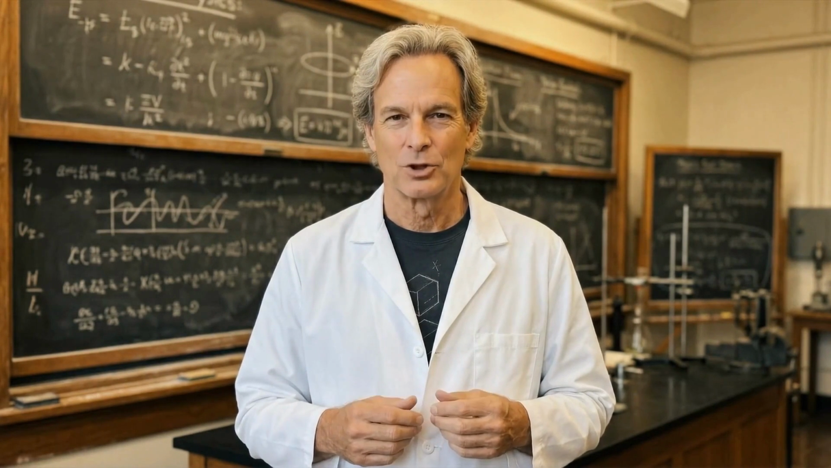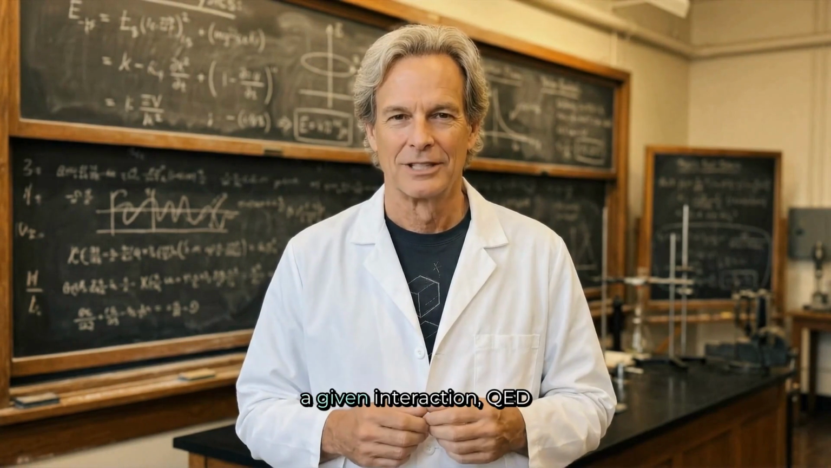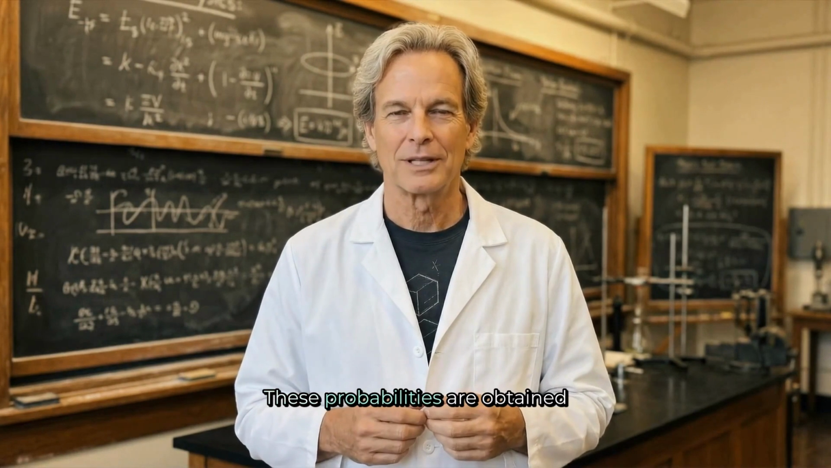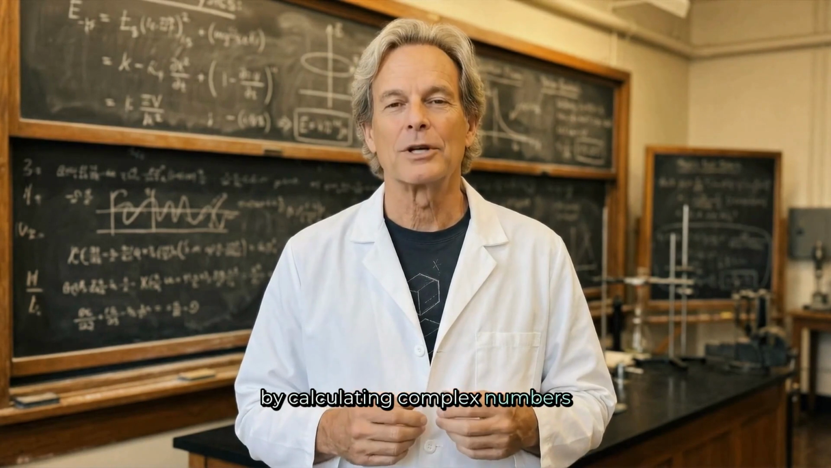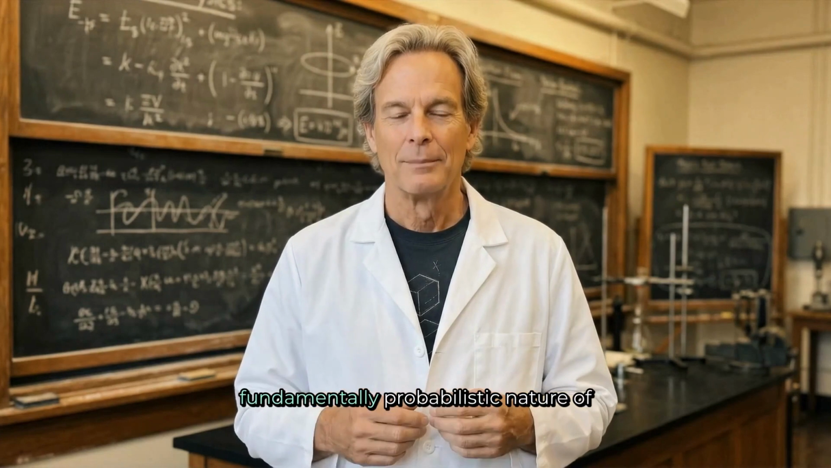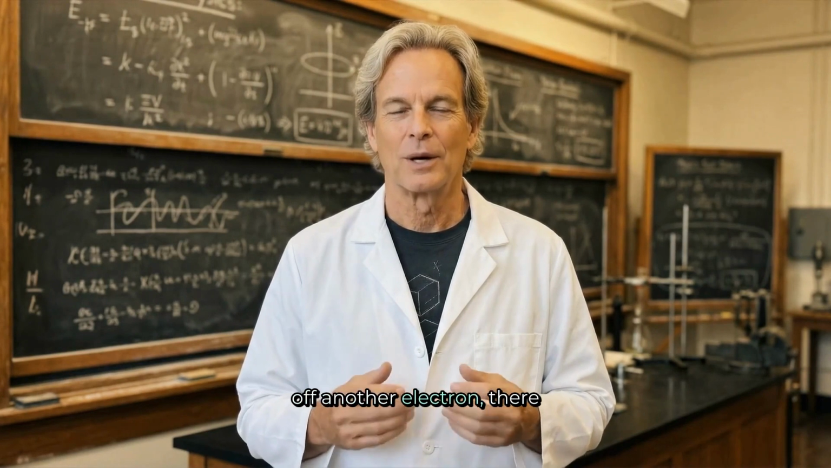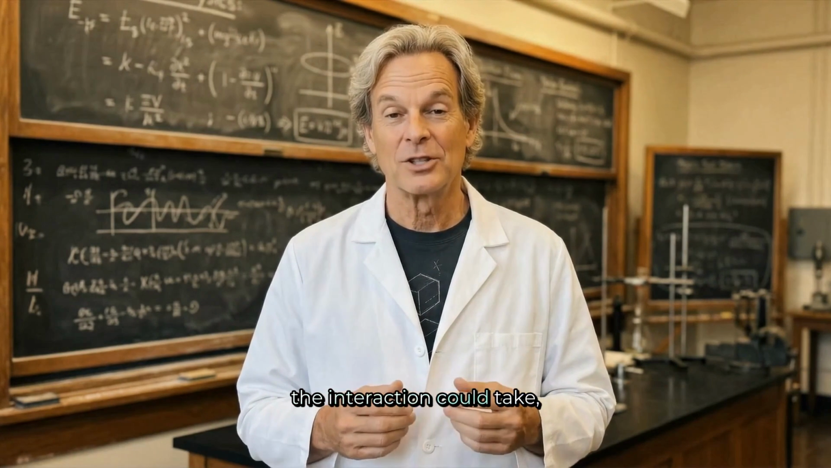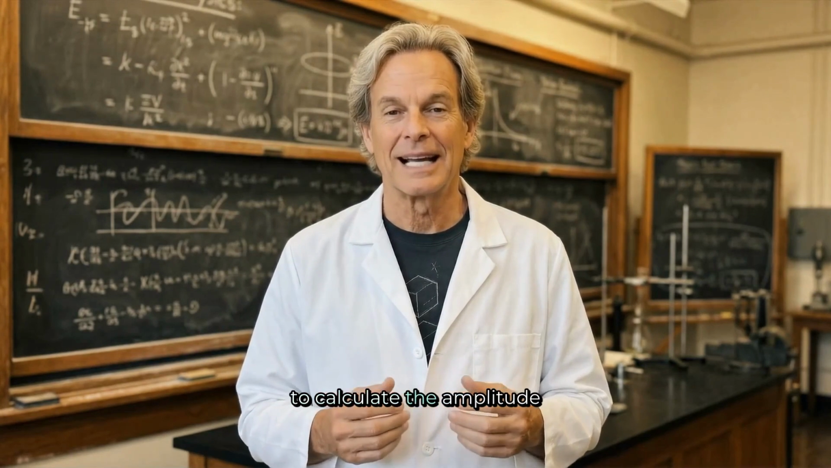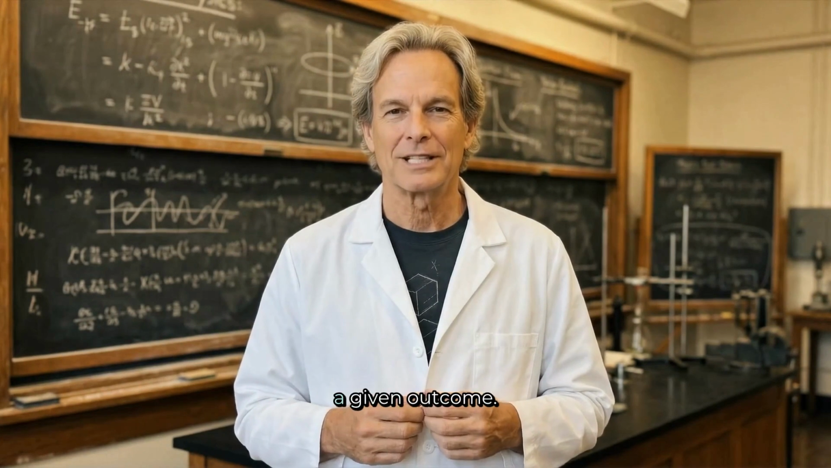A key concept in QED is probability amplitude. Instead of predicting exactly what will happen in a given interaction, QED assigns a probability to each possible outcome. These probabilities are obtained by calculating complex numbers called amplitudes and then taking their absolute squares. This approach reflects the fundamentally probabilistic nature of quantum mechanics. When an electron scatters off another electron, there are many possible paths the interaction could take, including different ways of exchanging photons. QED tells us how to calculate the amplitude for each of these possibilities and how to combine them to obtain the total probability of a given outcome.